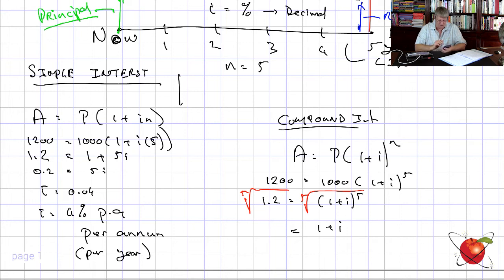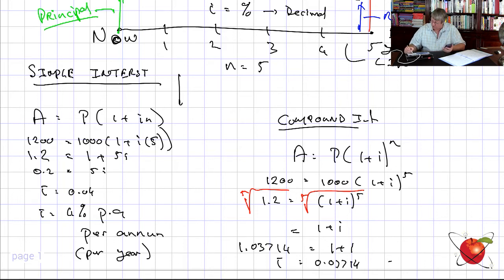What is the 5th root of 1.2? Well, on your calculator, there is a button that does it. I'm just going to do it using 1.2 to the power of 1 divided by 5, which is 1.03714, equal to 1 plus i. Therefore, I subtract 1, which is 0.03714, which is 3.71%. I just multiplied by 100, didn't I, to get it to a percent?